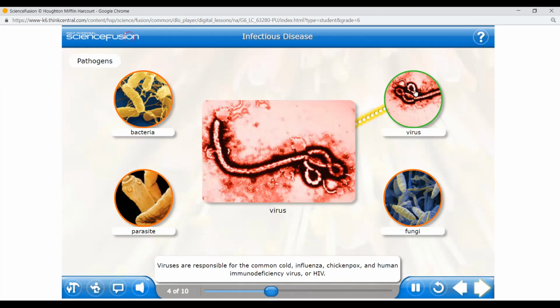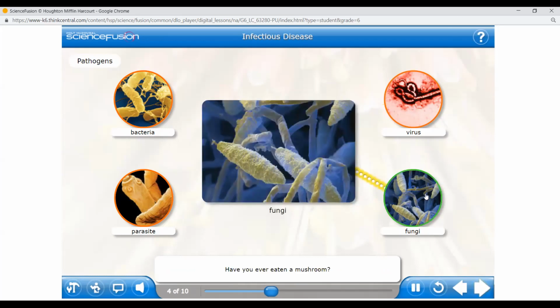Viruses are responsible for the common cold, influenza, chickenpox, and human immunodeficiency virus, or HIV. Viruses are even smaller than bacteria, yet they can destroy the cells they invade. Viruses spread easily from one living thing to another. Have you ever eaten a mushroom? Then you've eaten a fungus. Most fungi are harmless and are even beneficial to the environment, as they help to break down dead plants and animals into materials that other organisms can use.